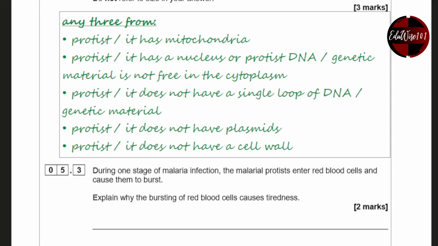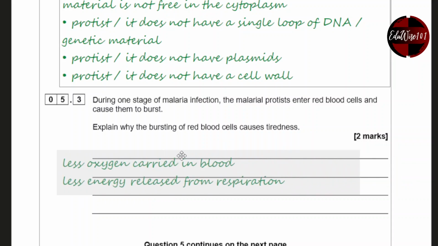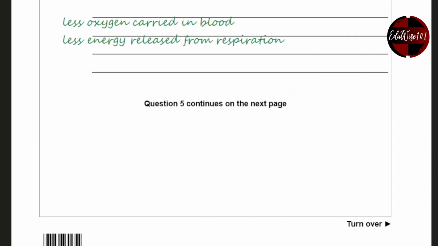During one stage of malarial infection, the malaria protists enter red blood cells and cause them to burst. Suggest why the bursting of red blood cells causes tiredness. Now, if the red blood cells are bursting, that means you're going to decrease your red blood cell count. That means less oxygen is carried. That means less respiration taking place because less oxygen is being carried around your body. So less oxygen is carried in the blood, less energy released from respiration, hence you feel tired.